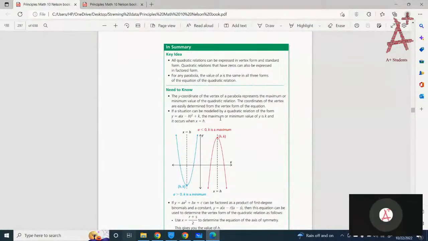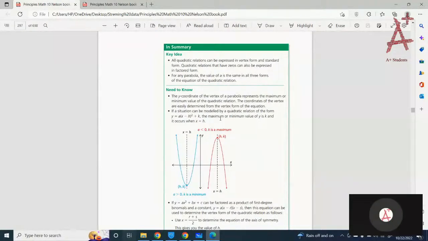So if you write the equation in any form, either standard form, vertex form, or factored form, the value of a is the same in all three forms. Got it? The y coordinate of the vertex of the parabola represents the maximum or minimum value of the quadratic relation. The coordinates of the vertex are easily determined from the vertex form of the equation. If you are given the vertex form of the equation, you can easily determine the vertex of the parabola. Got it?